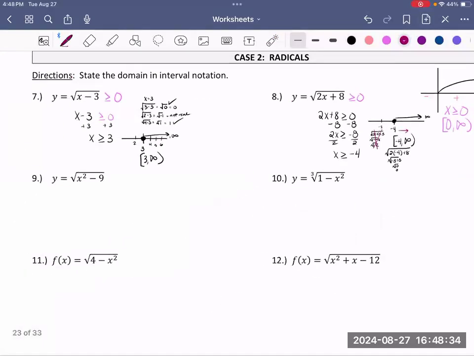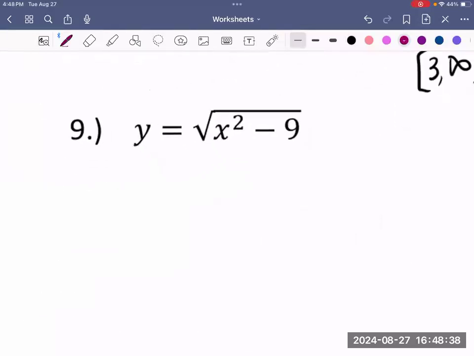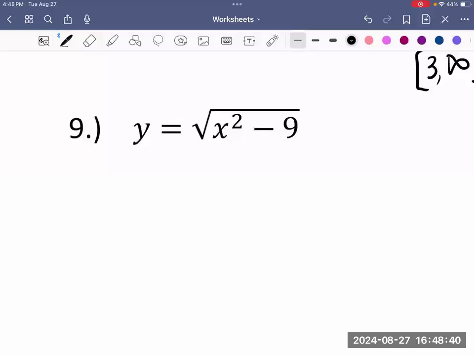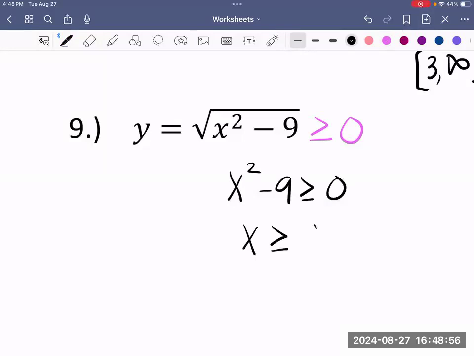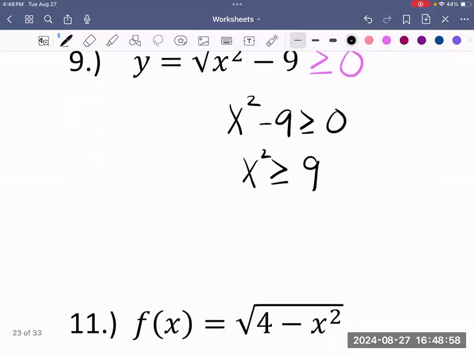Now let's see what happens with the variations like 9, 10, and 11. So in this case, if we have x squared minus 9 is greater than or equal to 0, there's 2 ways we can do this. We can solve it as you normally would. x squared is greater than or equal to 9.